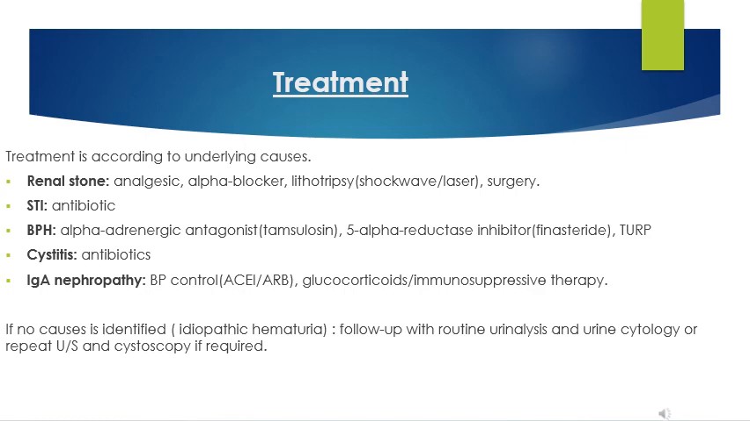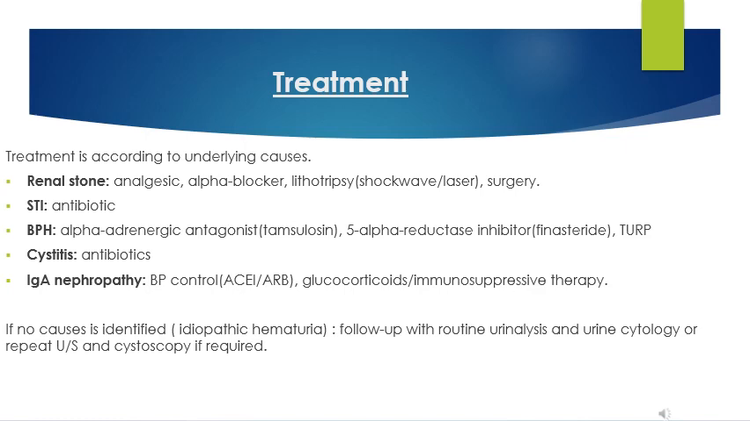Treatment. Treatment of hematuria is according to the underlying cause. Some common causes and their treatment protocols are discussed here. Renal stone. Analgesic and alpha blocker like tamsulosin are the medications to start with. If the stone is less than 5 mm, it will get washed out on its own. But if the renal stone is bigger in size, or if it does not get washed out by the medication, use lithotripsy by shockwave or laser method, or do surgery as the last resort.